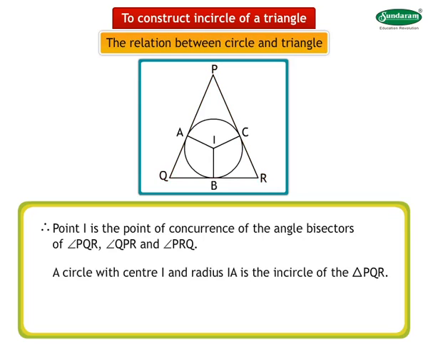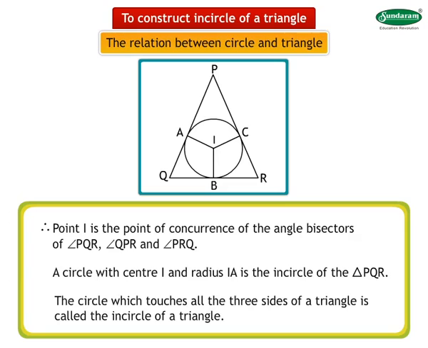A circle with center I and radius IA is the incircle of the triangle PQR. Thus, the circle which touches all the three sides of a triangle is called the incircle of a triangle. Let's look at an example.